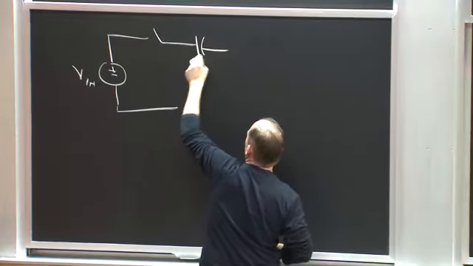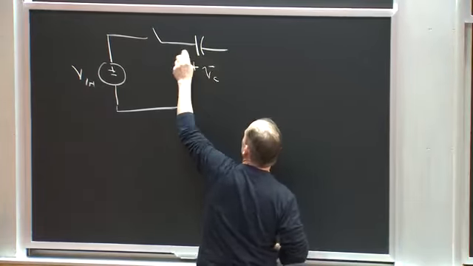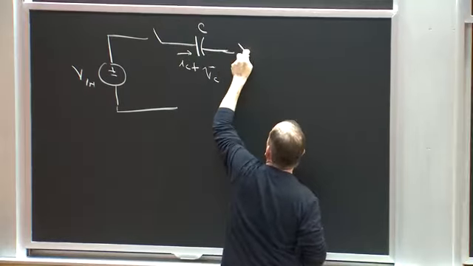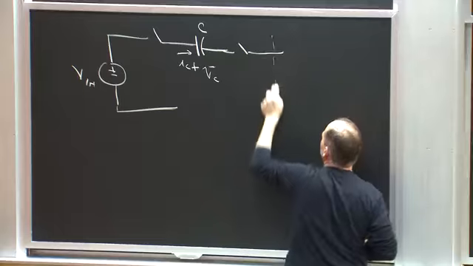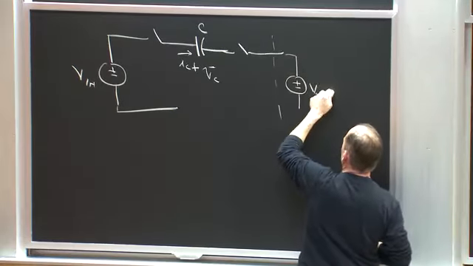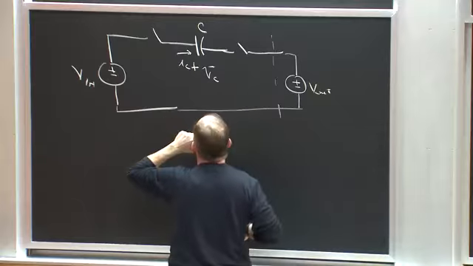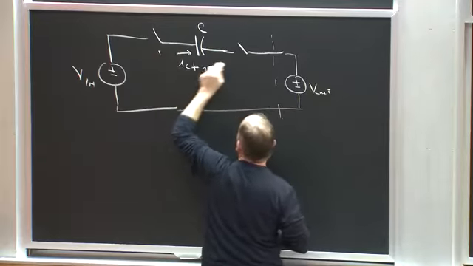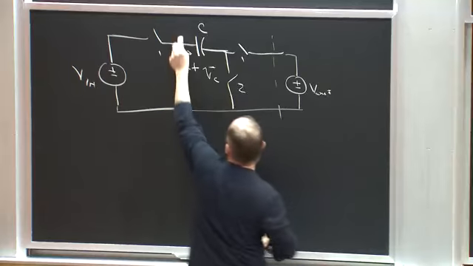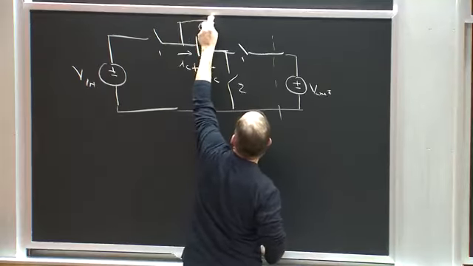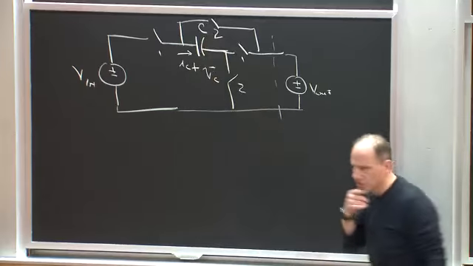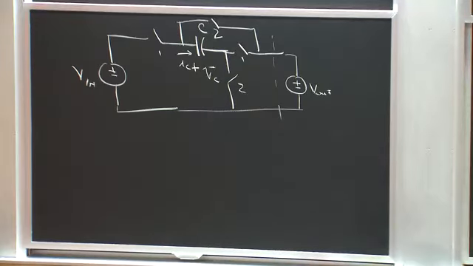Here's my capacitor, VC, IC, C, my two switches. I'm just going to replace this with an output voltage, V out, okay? And then I'm going to have this is switch 1, switch 1, switch 2, and switch 2, okay? And this is the circuit we're going to analyze.